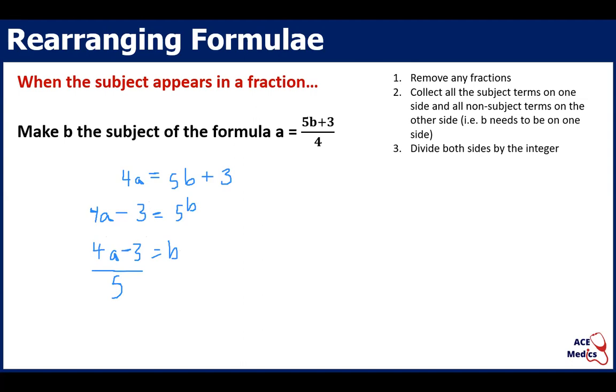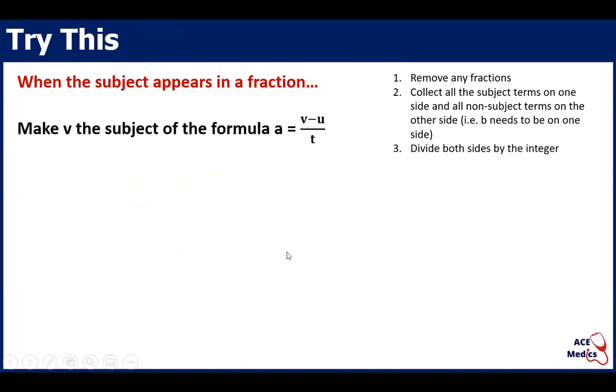Cool, fantastic. Right, have a go then at this one. Make v the subject of the formula. So a equals v minus u divided by t.